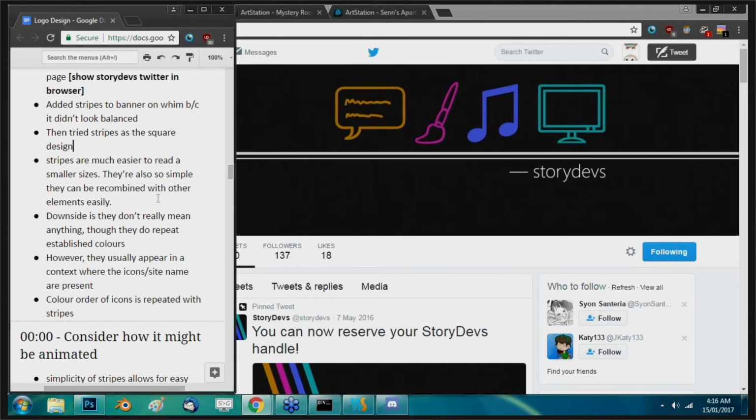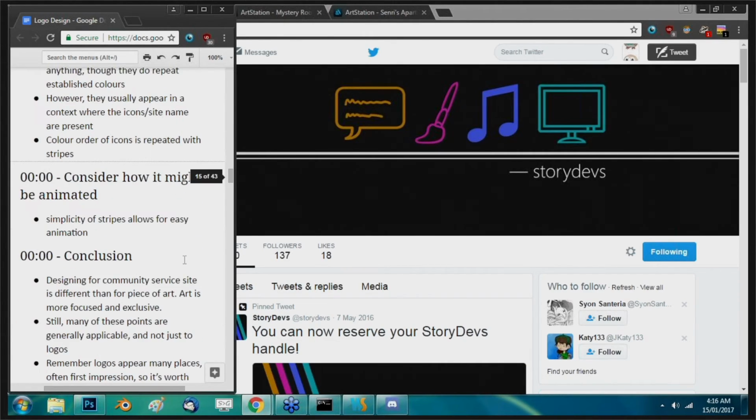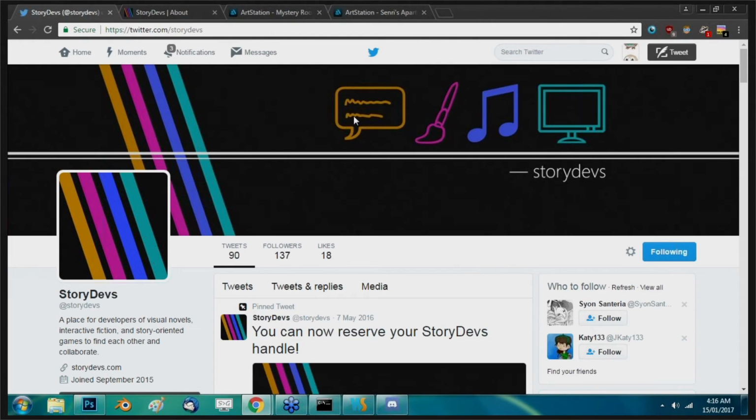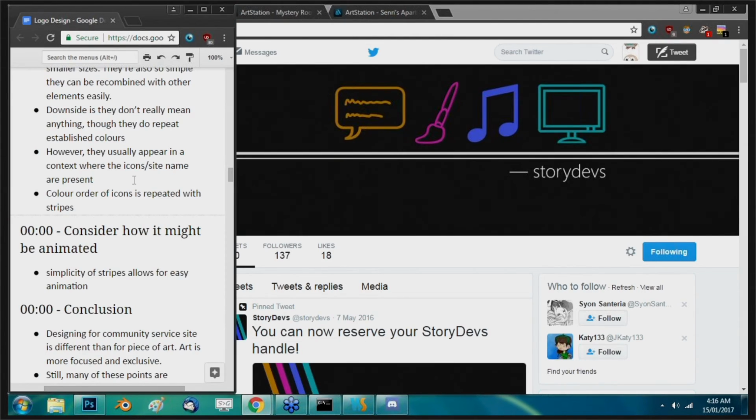Yeah, so as I said, they don't really mean anything, but they usually appear in a context where you can see them with the other icons or the text. So it's very rare that these stripes appear by themselves. I can't actually think of a case where they do. It's almost always directly next to the name, so that's fine. And the color pattern is also repeating the icon's color pattern in the same order. Again, that hierarchy is being reinforced from left to right. Switching back to my notes.